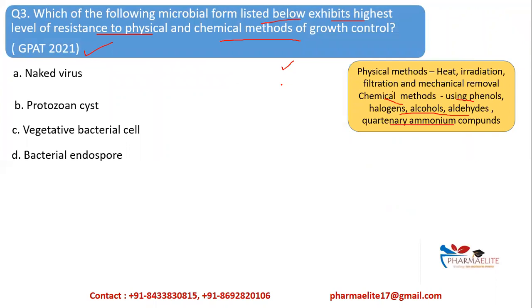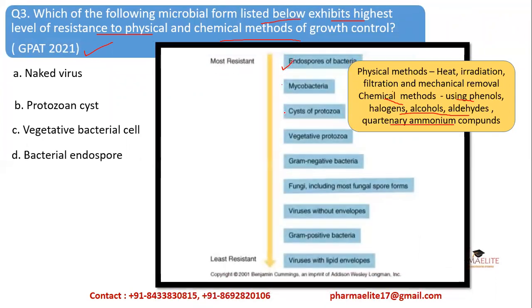Then come the mycobacteria. Then is the cyst of protozoa, vegetative protozoa, gram-negative bacteria, fungi, including the fungal spores, then viruses which are without envelope, then comes the gram-positive bacteria, and then the virus with lipid envelopes which are the least resistant. And here हमें क्या पूछा है? Which is having highest level of resistance. So the answer is endospore of a bacteria, option D, bacterial endospore.